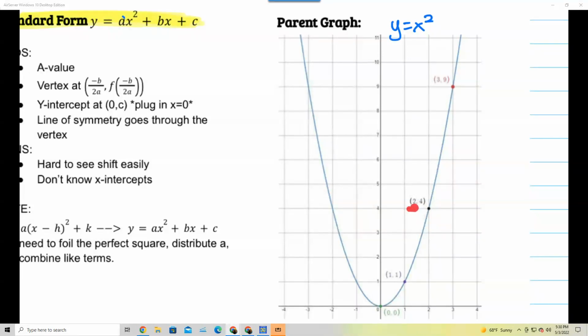If I take the 2 and square it, I get 4. If I take the 3 and square it, I get 9. The next dot should be 4, and when I square it, I get 16, so your next dot should be at 4, 16. And that's what the parent graph looks like. As always, my line of symmetry is right here, so you can always get these other dots by mirroring them on the other side.